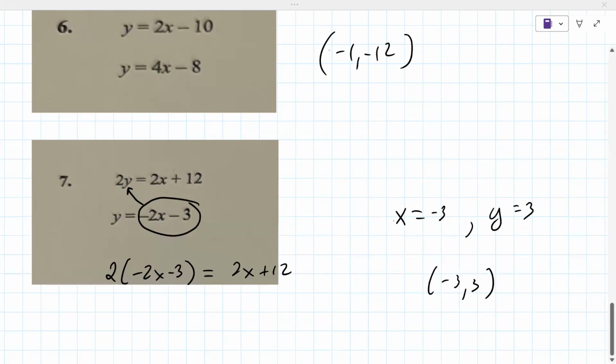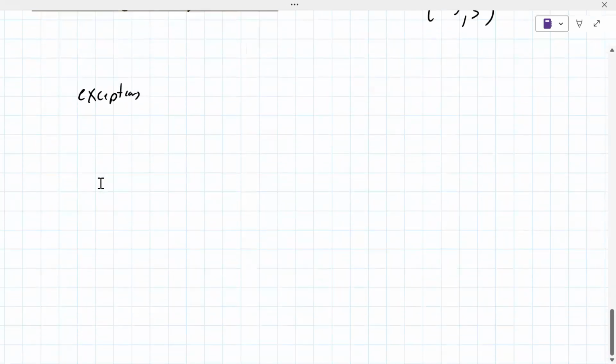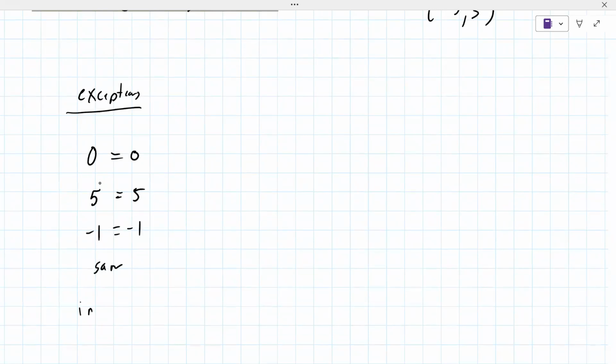So you're gonna have some questions where you have to do it that way, where you have to do substitution. So do it the way they ask you to. We didn't see any exceptions here, which we might see in the next part. I'll just briefly go through those. So the first exception is like 0 equals 0 or 5 equals 5 or -1 equals -1. When it's the same, that's infinite solutions. Have you guys done that yet?